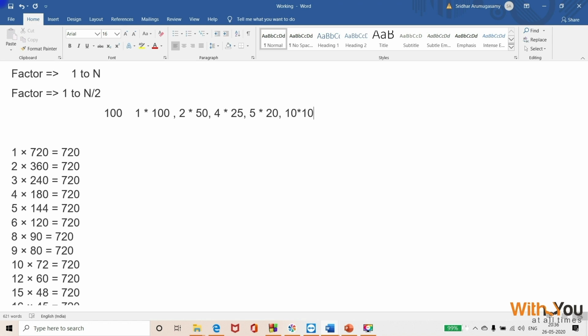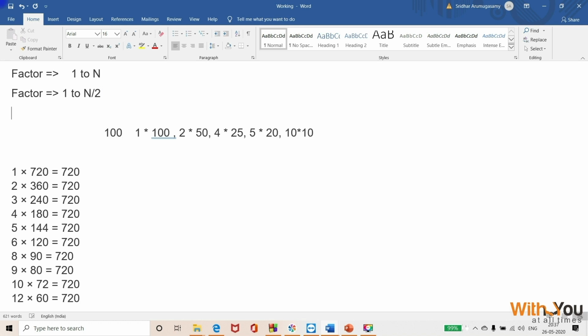So when we look into it, it is so obvious that you don't have to walk all the way till half. You can comfortably stop at the square root. So the factor hunting should not go to half of it.